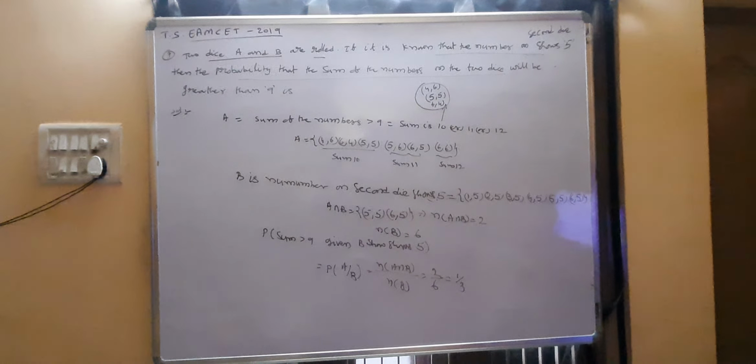A small correction in the question: if it is known that the number on the second die shows 5, you can check it. Change the question.